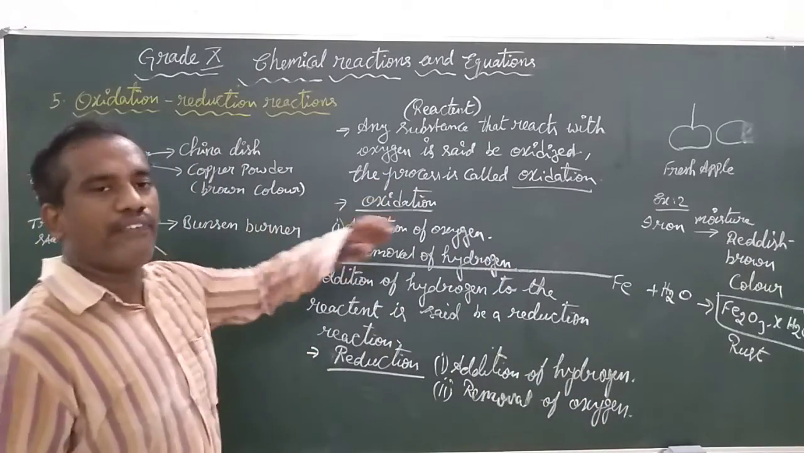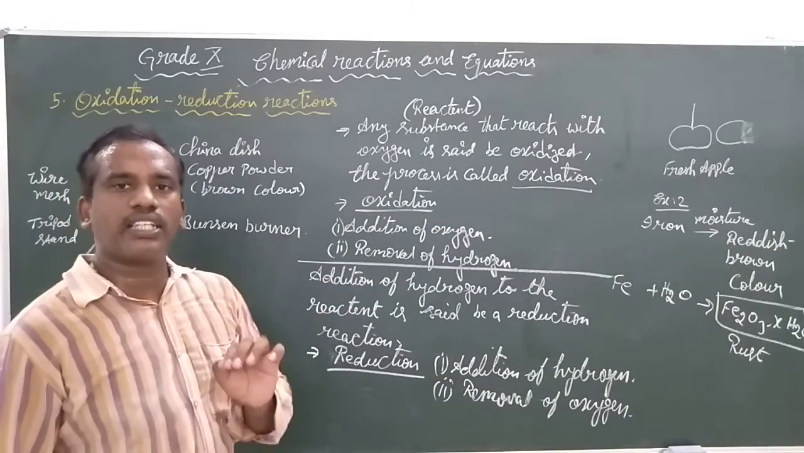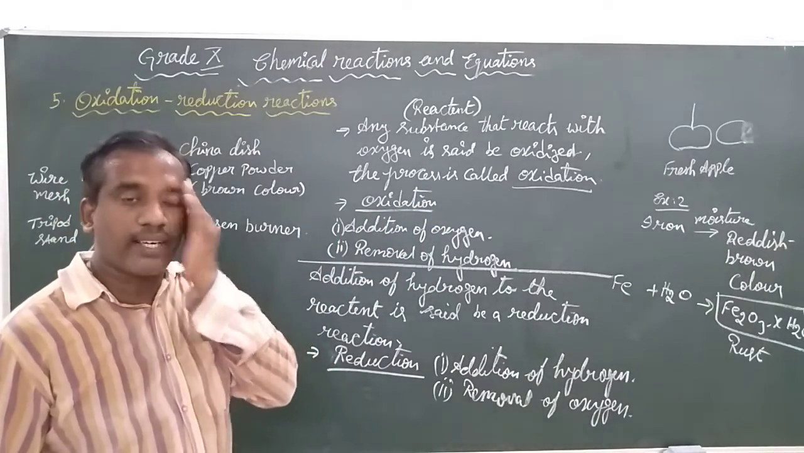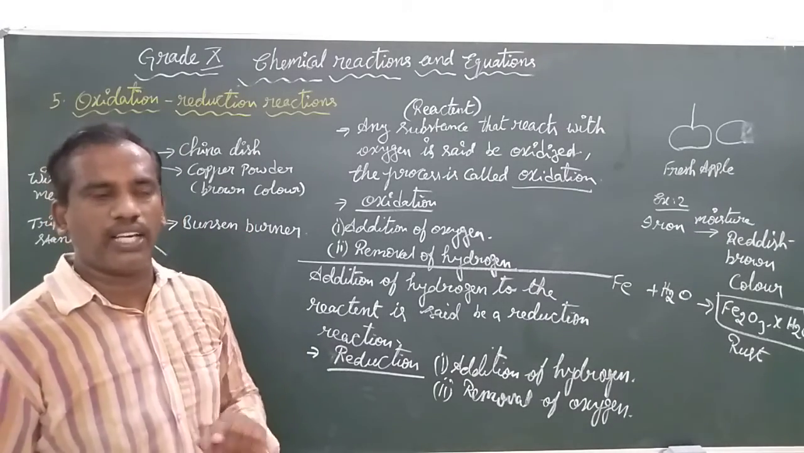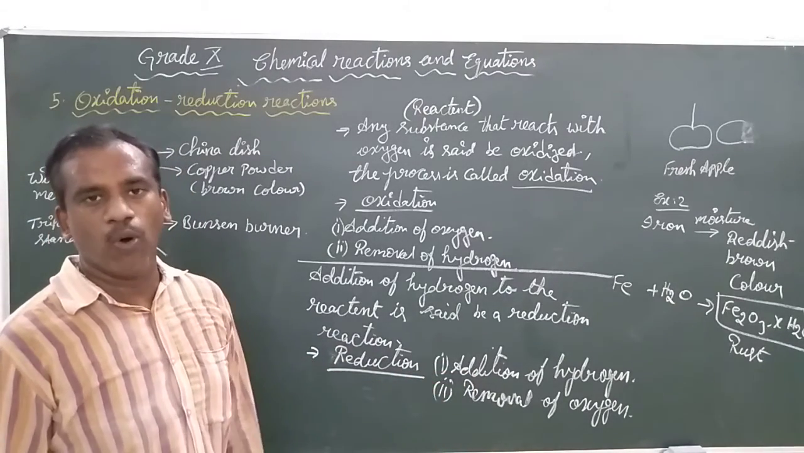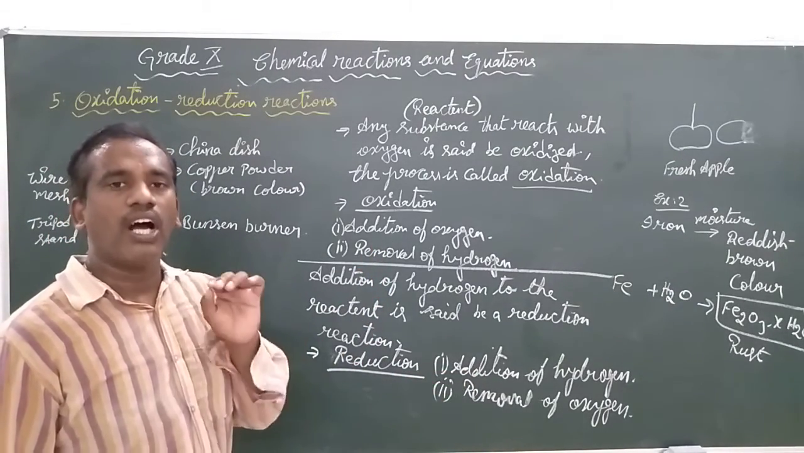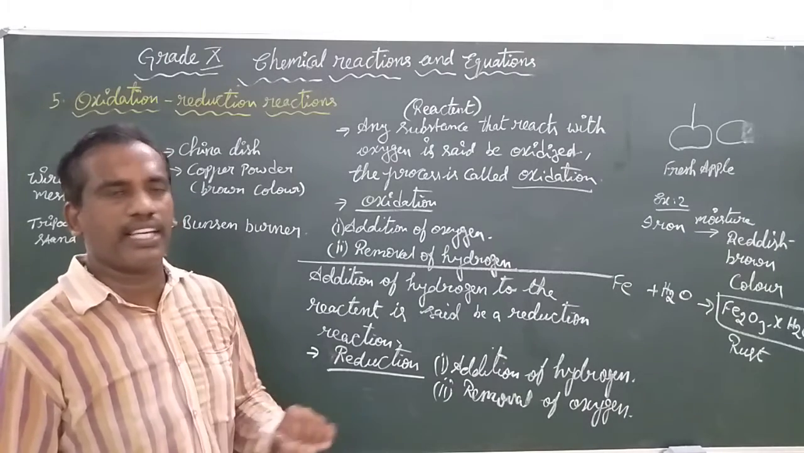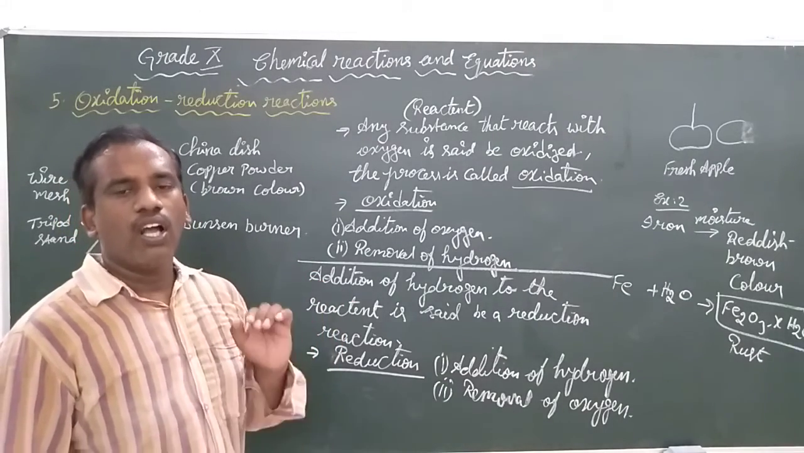So, the difference between oxidation and reduction is, in the case of oxidation, oxygen will be added and hydrogen will be removed. In the case of reduction, hydrogen will be added and oxygen will be removed. So, this is a small difference between oxidation and reduction, and we got the definitions also.